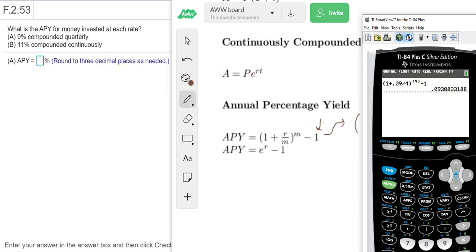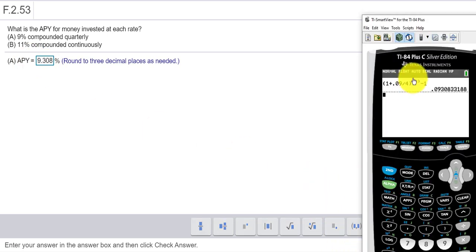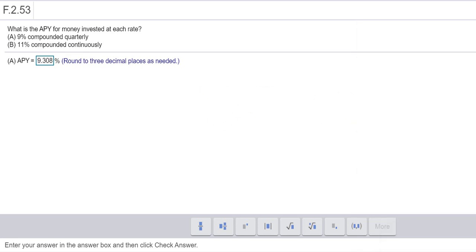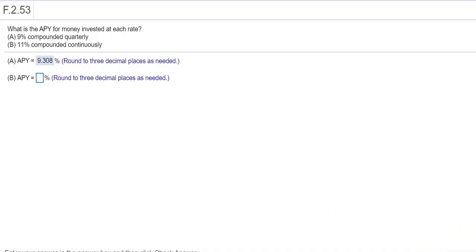And it says round 3 decimal places, so it'll be 9.308. Just double check that that's what it was. 308. Yep. So let's check our answer. We get the nice work. Next problem, similar.